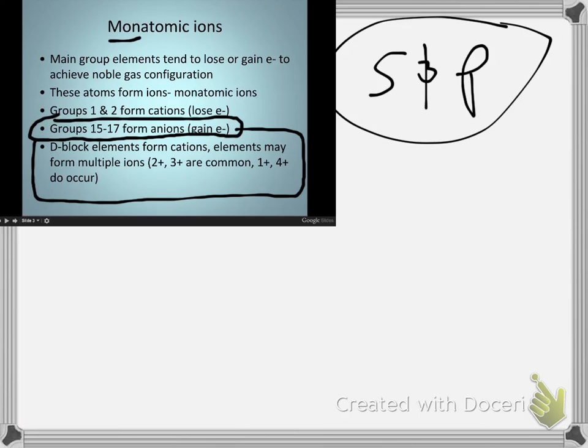So at this point, I am going to pass out your new periodic table. If you look at the back of this page, what you're going to see, the first box is common main group monoatomic ions. And that's just a memory jogger.